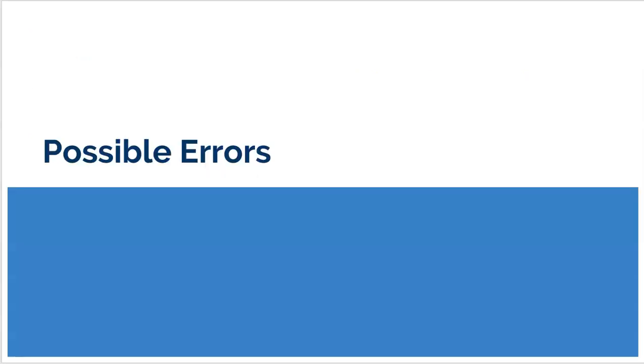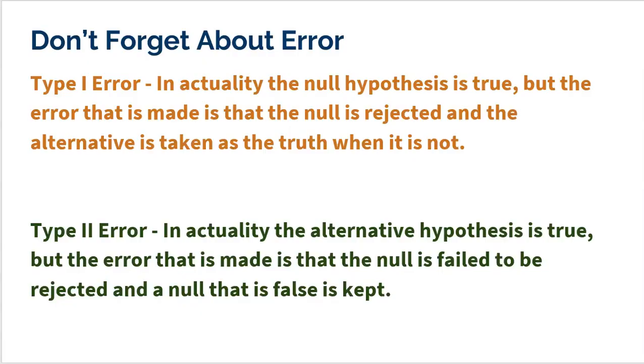All right, the only thing we have left to talk about are possible errors. I don't want you to forget about the existence of type 1 and type 2 error. We've already discussed this in Unit 6. Let's talk about it one more time.